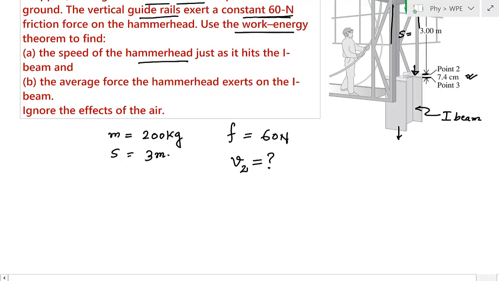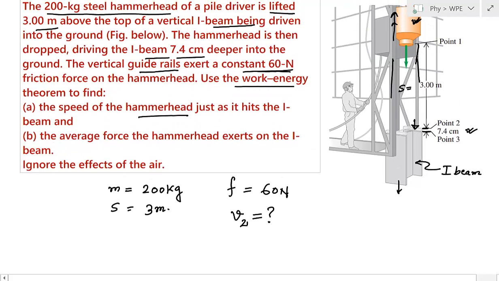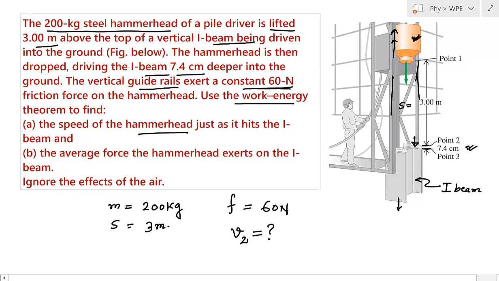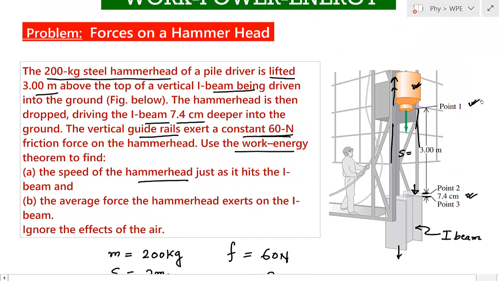Now, before proceeding further, we have to make the free body diagram. There are three points in this case. Point one is just the starting point. The velocity of the hammerhead at this point is zero, so we can say V1 is zero. At point two, it will have some velocity, so we have to find what is the velocity at point two. And finally, it will come to rest after driving the I-beam inside the ground, and this velocity will again be zero. So V1 is zero as well as V3 is zero. So we have to find V2.